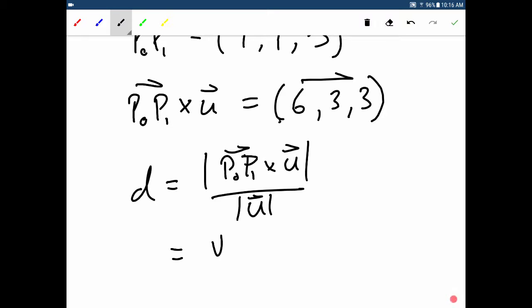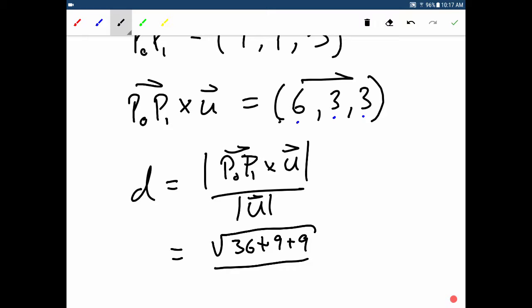So that's going to be the square root of 36, and I am skipping some steps here, so I hope that's okay. We got 36 plus 9 plus 9. I'm just squaring each of these, adding them up, and taking the square root, and that's going to find the magnitude of that.